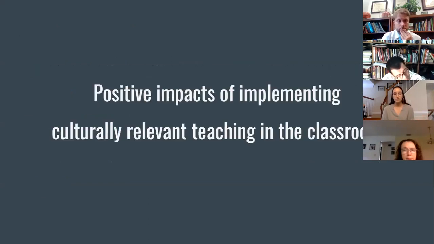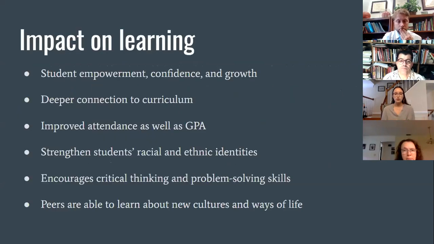So moving on to the next slide, there are lots of positive impacts of implementing culturally relevant teaching into the classroom. So the first is impact on learning. So this is directed towards the students more. So first, to begin, we'll just start with student empowerment, confidence, and growth.